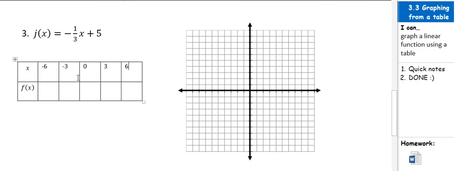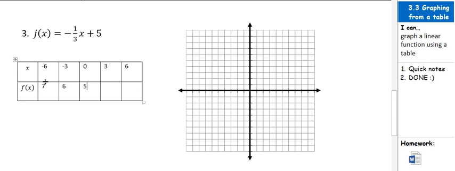Now let's see what happens when I multiply these out, because we might run into some problems with our graph. Let's plug in negative 6 first. Negative 6 times negative 1/3 gives me a positive 2. 2 plus 5 is 7. Negative 3 times negative 1/3 gives me 1. 1 plus 5 is 6. 0 times negative 1/3 is 0. 0 plus 5 is 5.